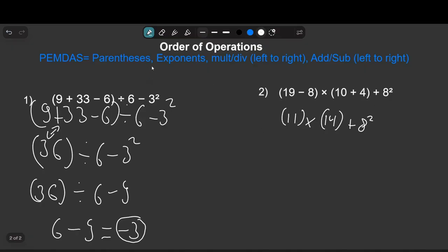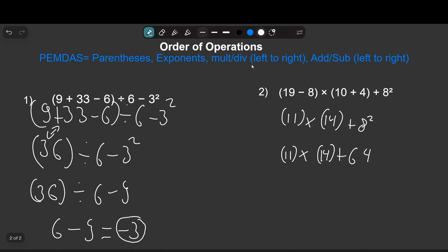So after the parentheses, we get exponents. We have already done the parentheses. These are just in parentheses because they had parentheses before we solved them. So now we go over to the exponents, the 8 squared. 8 squared equals 64. So now we have 11 times 14 plus 64. Now we go over to the next step because we have done the exponents in the problem.